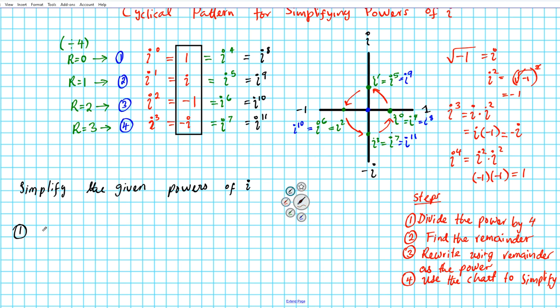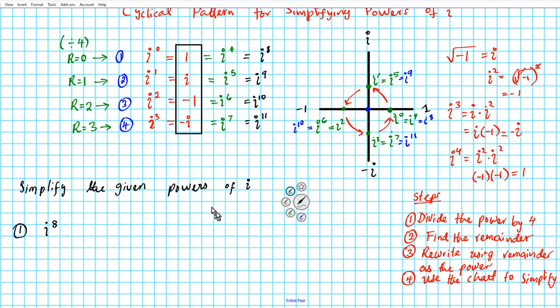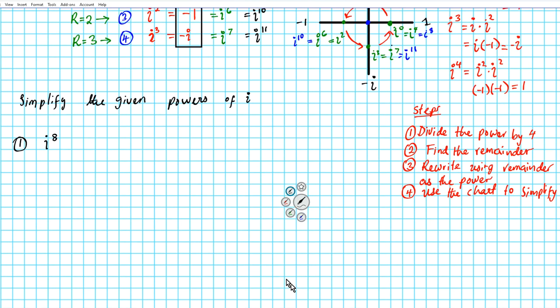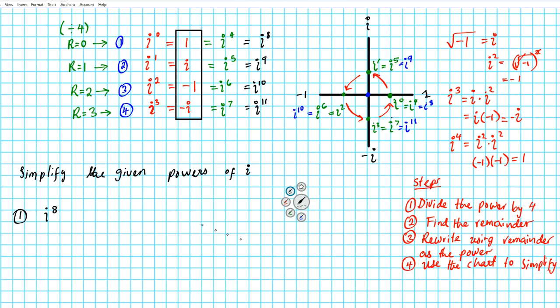So number 1, let's say we have i to the 8th power. All right, we could just look at the answer here, but let's follow the steps and see how it works. So when you have i to the 8th power, this is what you're going to do. Step 1 is you're going to divide the power by 4, right? So we're going to extract the power and divide it by 4.